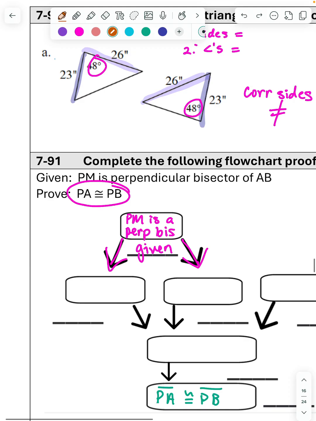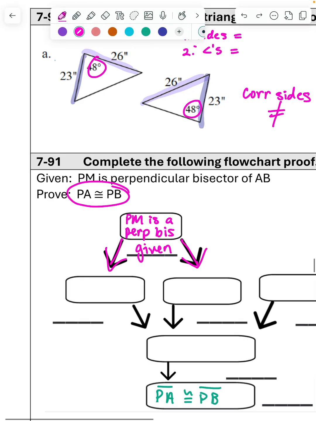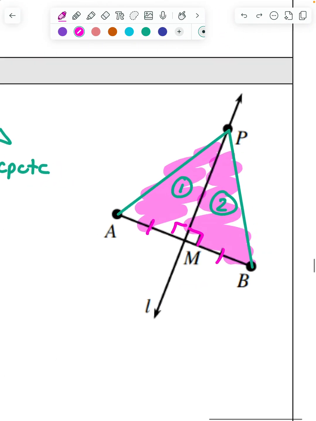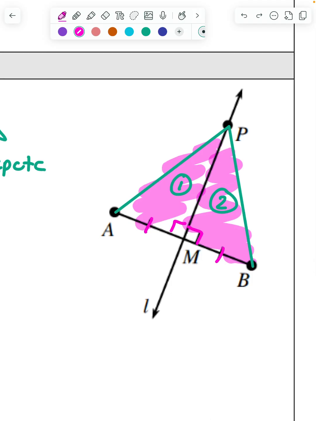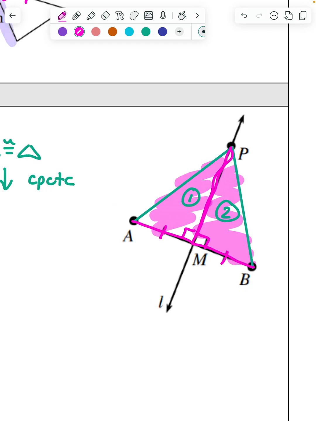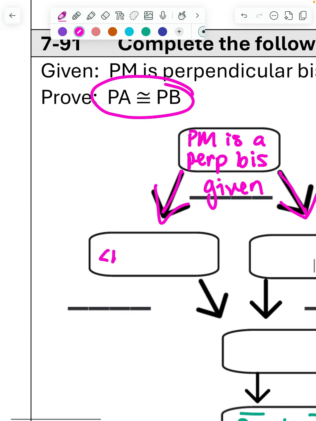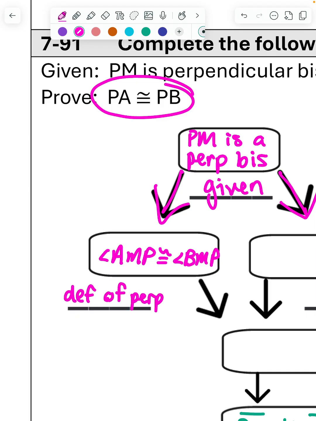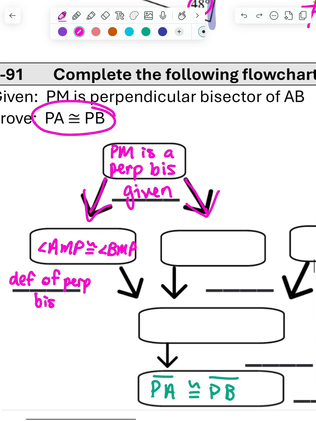So let's go back to the perpendicular bisector. Again, the perpendicular part tells me I have two right angles, and because they're both 90 degrees, they're equal to each other. So I could say angle AMP is congruent to angle BMP. So angle AMP is congruent to angle BMP, and that is because of the definition of a perpendicular bisector. Just by definition, we know that these are equal because they're both right angles.